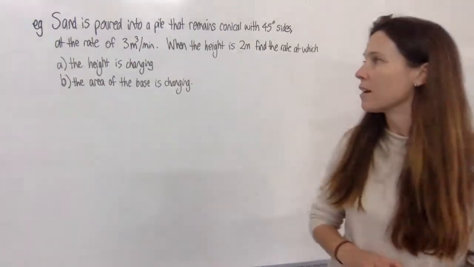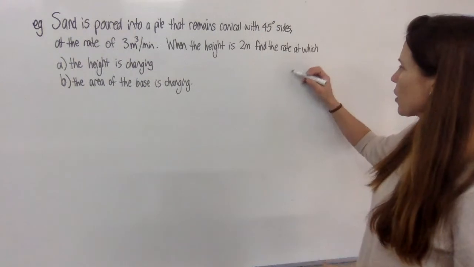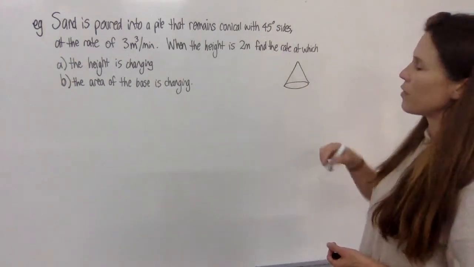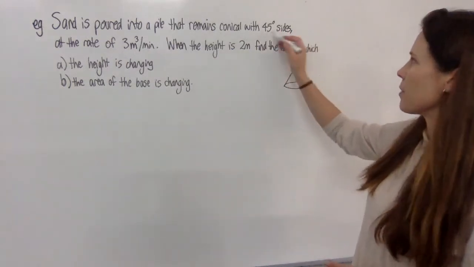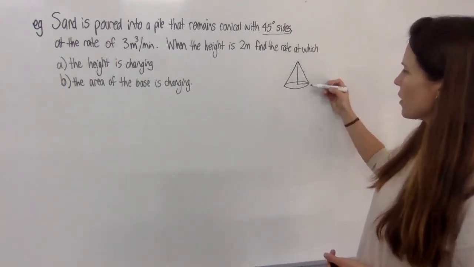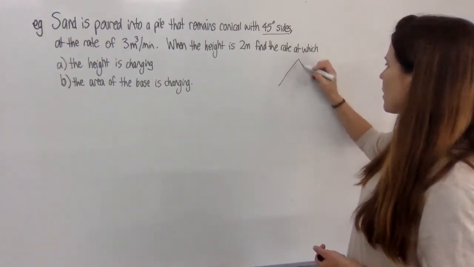And one more example now. Sand is poured into a pile that remains conical. Now think about what a cone looks like with 45-degree sides. Now as you read something, think about how you're going to use that piece of information. If it's got 45-degree sides, in fact I haven't really drawn it fat enough, have I? It needs to sit out more like this.